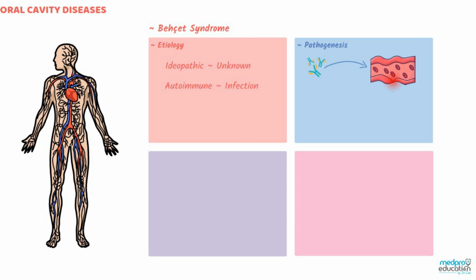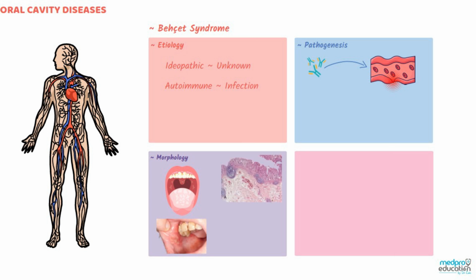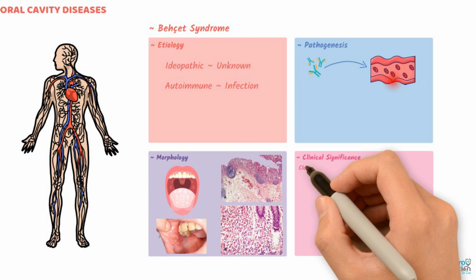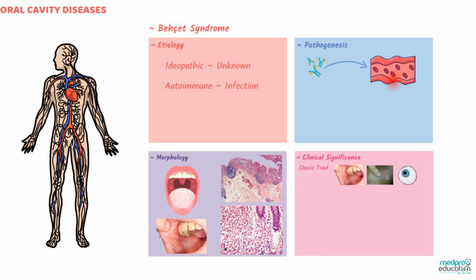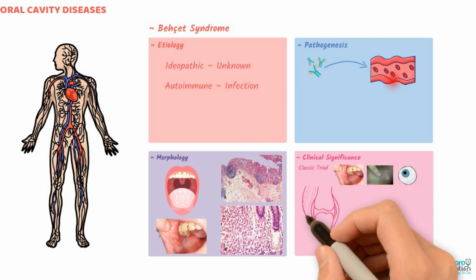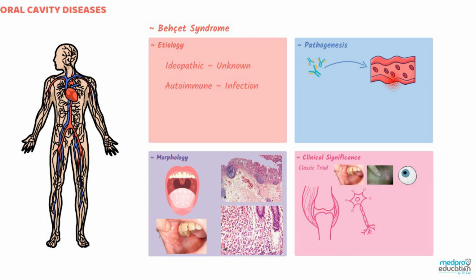Morphology. Recurrent, large Aphthous ulcers, genital ulcers, and skin lesions that take weeks to months to resolve are present. Histologically, we see neutrophilic infiltration and damage to blood vessel walls. Clinical significance. The classic triad is oral ulcers, genital ulcers, and uveitis, eye inflammation. It can also affect joints, the nervous system, and blood vessels. Management requires immunosuppression.